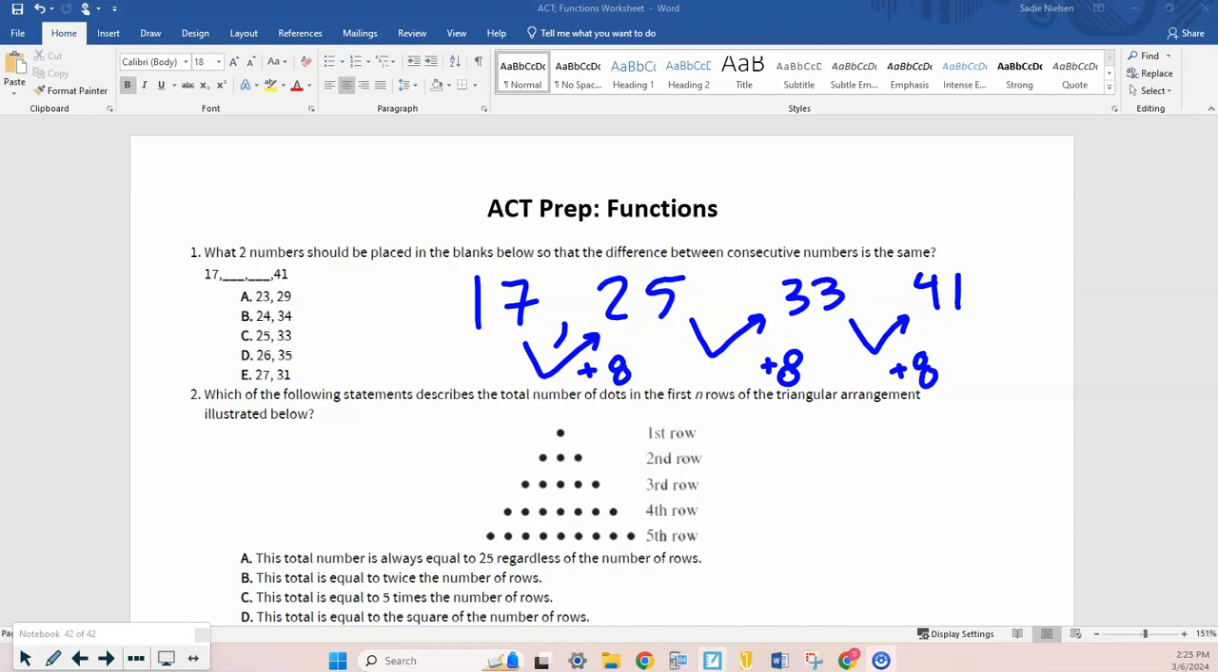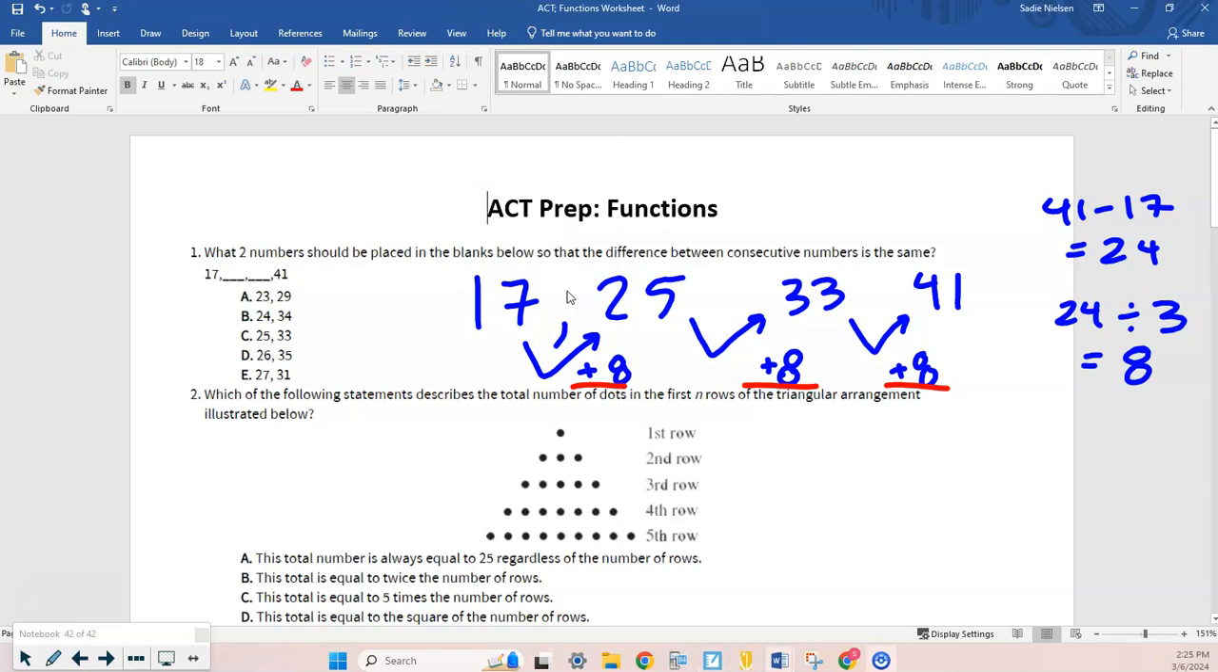The reason why is because you have to count 17 to 41 is like your difference between the 2 numbers, but you're adding it 3 times. So I was counting as I was adding it twice. So really, you still have 41 minus 17 is 24, but you're going to go 24 divided by 3. So you add 8 every time. Your question, Katie? Yeah. Okay, Richard, thank you. So your answer is letter C, 25 and 33.